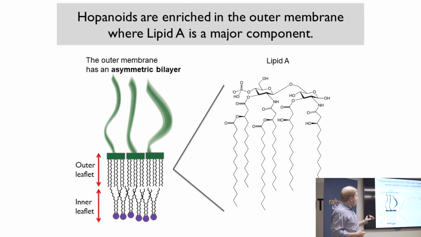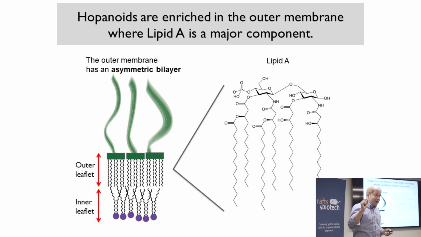Now, if you look at Lipid A closely, and you compare it with sphingomyelin, which we'll do in a second, you can see that there are actually a number of interesting chemical similarities between the two.